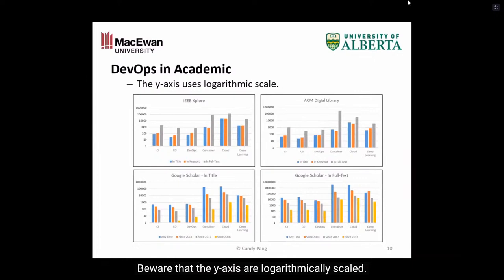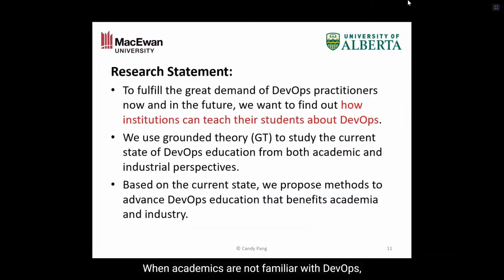Beware that the y-axes are logarithmically scaled. Hence, publications on other popular topics are significantly higher than those about DevOps. When academics are not familiar with DevOps, how can academics train students to be DevOps practitioners? Therefore, this is what we try to study.